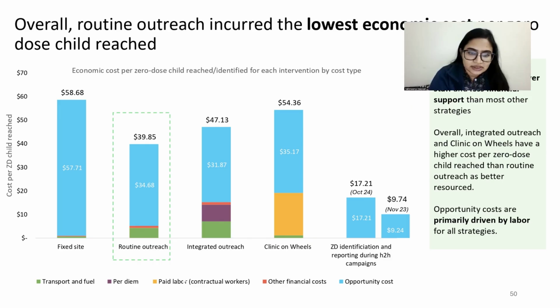And when we see the clinic on wheels data, which is a very well resourced strategy, the major cost driver is the paid labor, the additional staff, which is the contractual workers providing these services in the specific areas for the clinic on wheels. For the integrated outreach, though the opportunity cost is very similar to the routine outreach cost, the major driver is the fuel and the other sources.